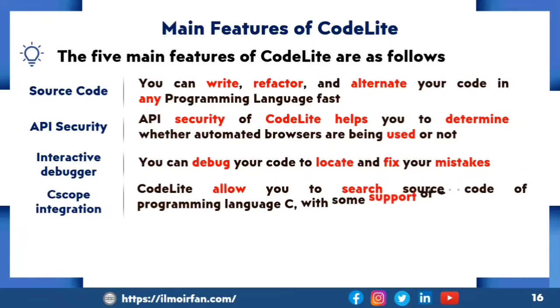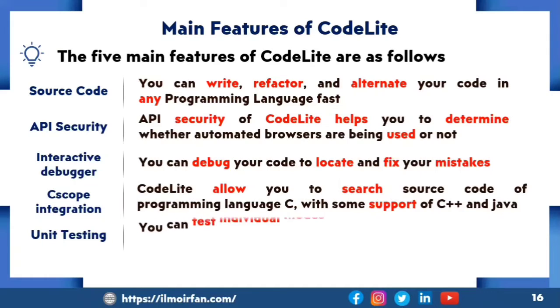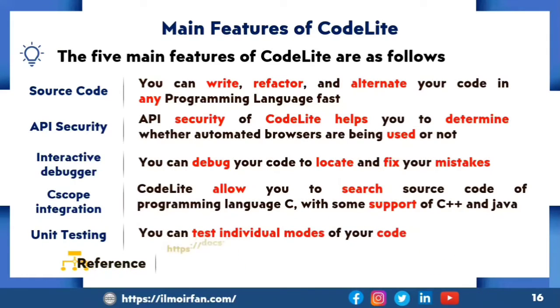Next feature is C-scope integration. CodeLite allows you to search source code of programming language C with some support of C++ and Java. Last feature is unit testing. You can test individual modules of your code.